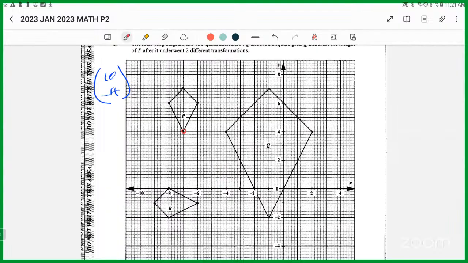So 10 units to the right. 1, 2, 3, 4, 5, 6, 7, 8, 9, 10. And you can check it off. This is negative 7. From negative 7, if I add 10 to negative 7, you're going all the way over to 3. So that is correct. Alright? And then that's a 10 to the right. Then we need 4 down. 1, 2, 3, 4 down. Which is right here. So this point is coming right here.